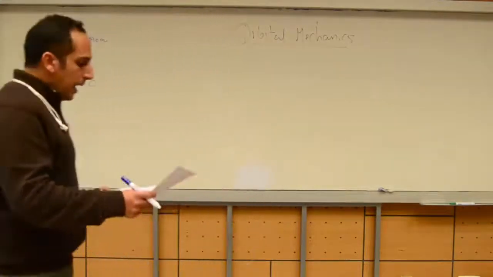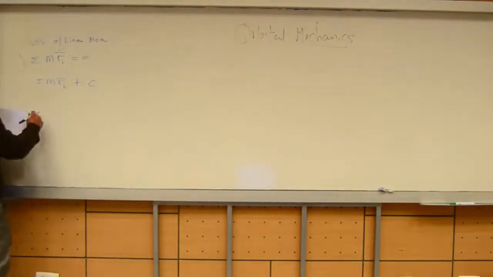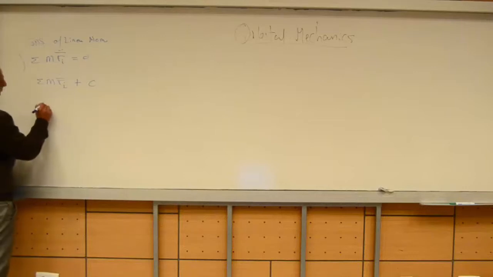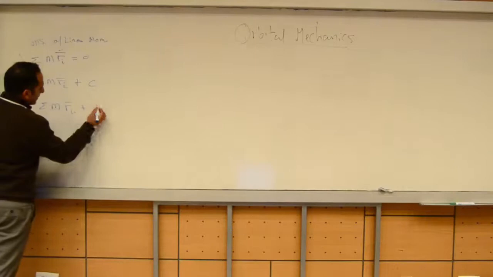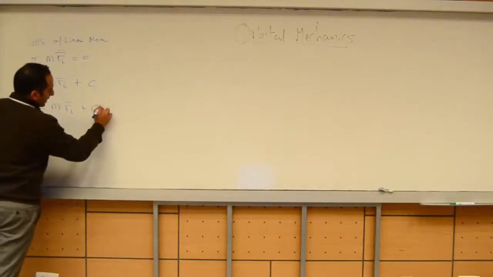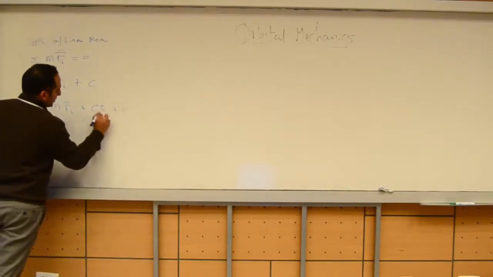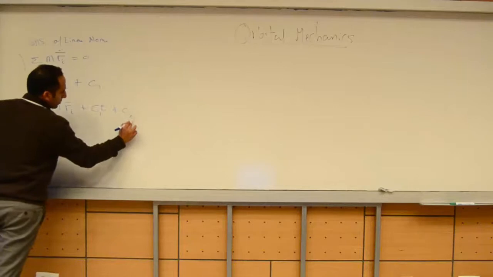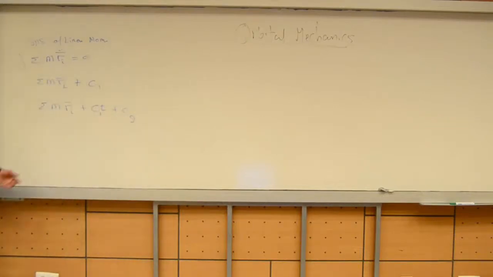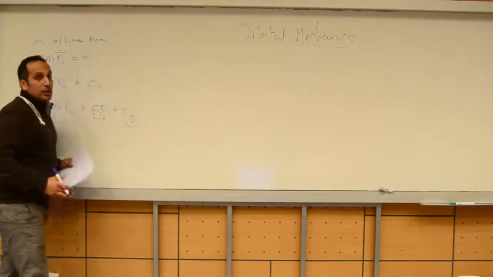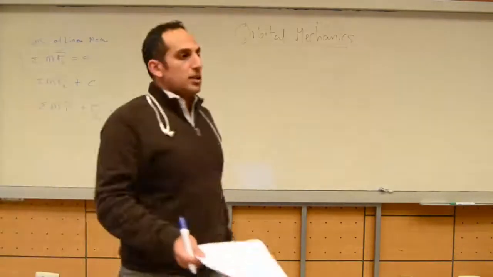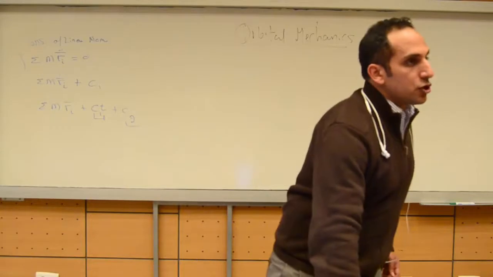But basically, if you go through this and integrate again, I get m Ri plus, when you're integrating, c times t plus another constant, so call those c1, c2. It ends up that each of these constants are the position and velocity of the center of mass at the initial time, whatever t naught is.